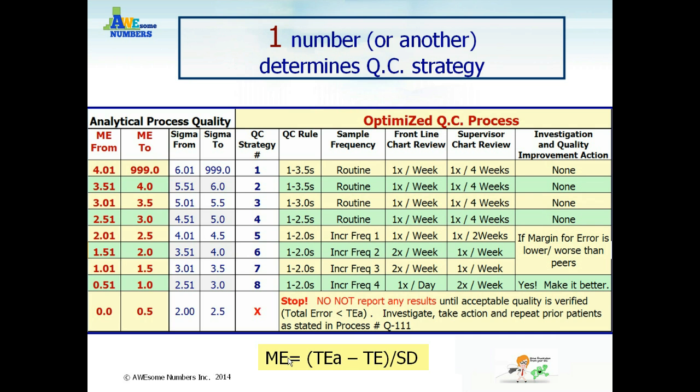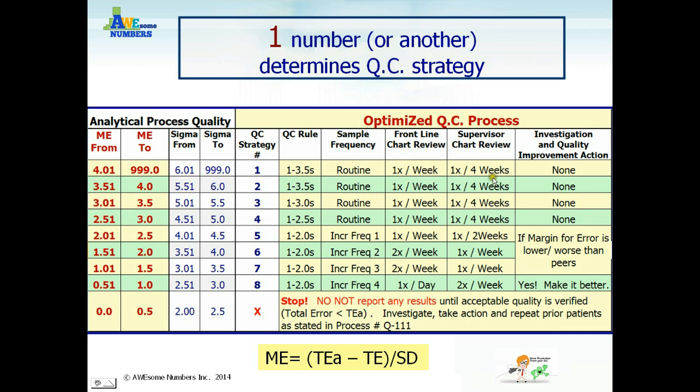Once you know your margin for error, there is a simple process to select the correct QC rules and a full QC strategy as recommended by EP23. There's much more to quality control than just QC rules. You can use something like this optimized QC selection grid. Once you know your margin for error or your sigma, they're very similar, you can select the right QC strategy with the right rules, the right sample frequency.